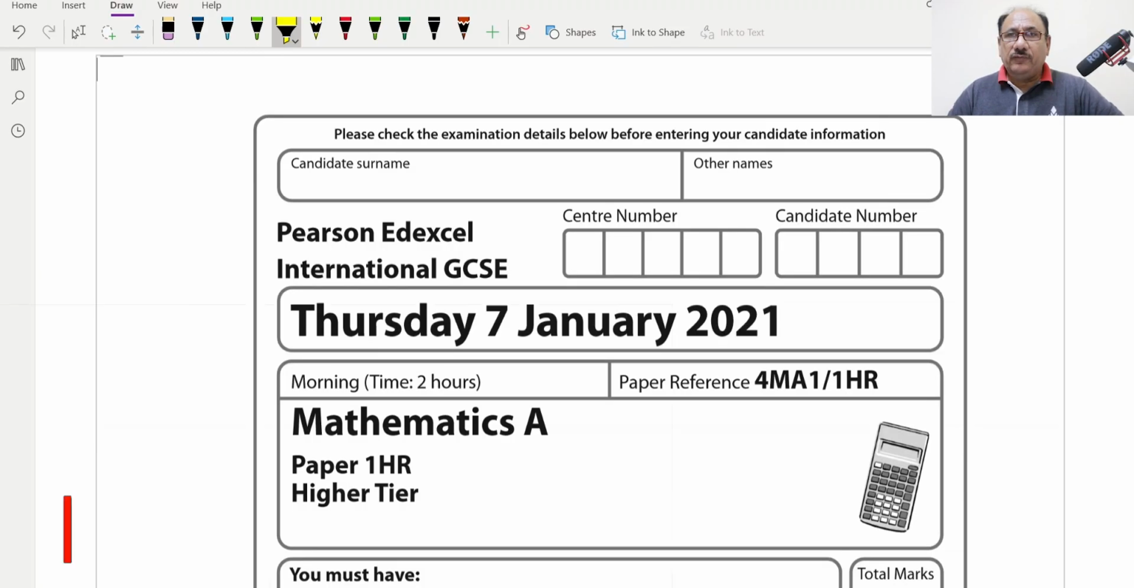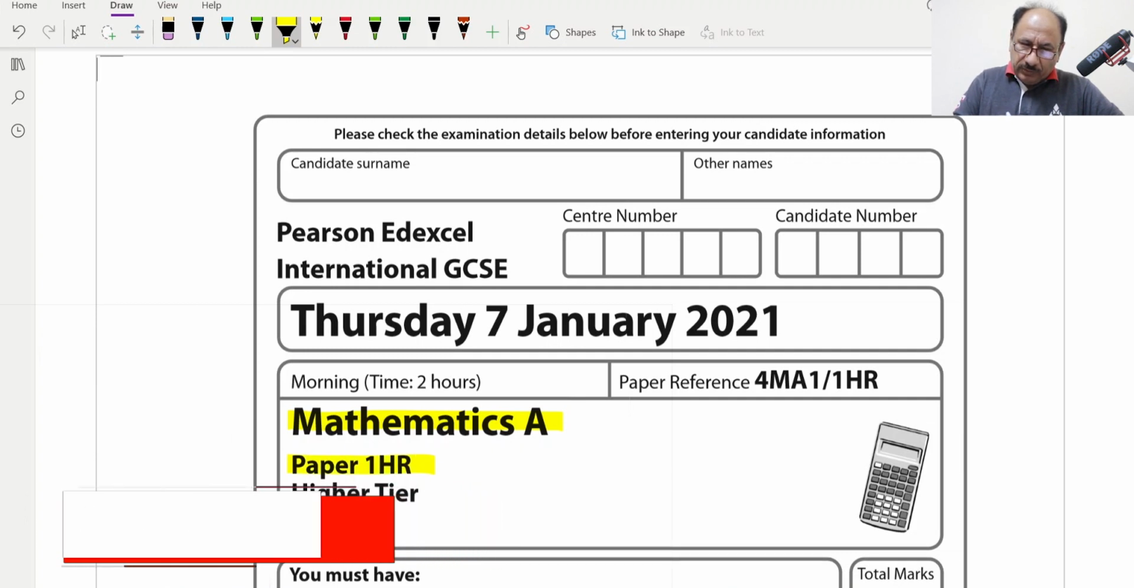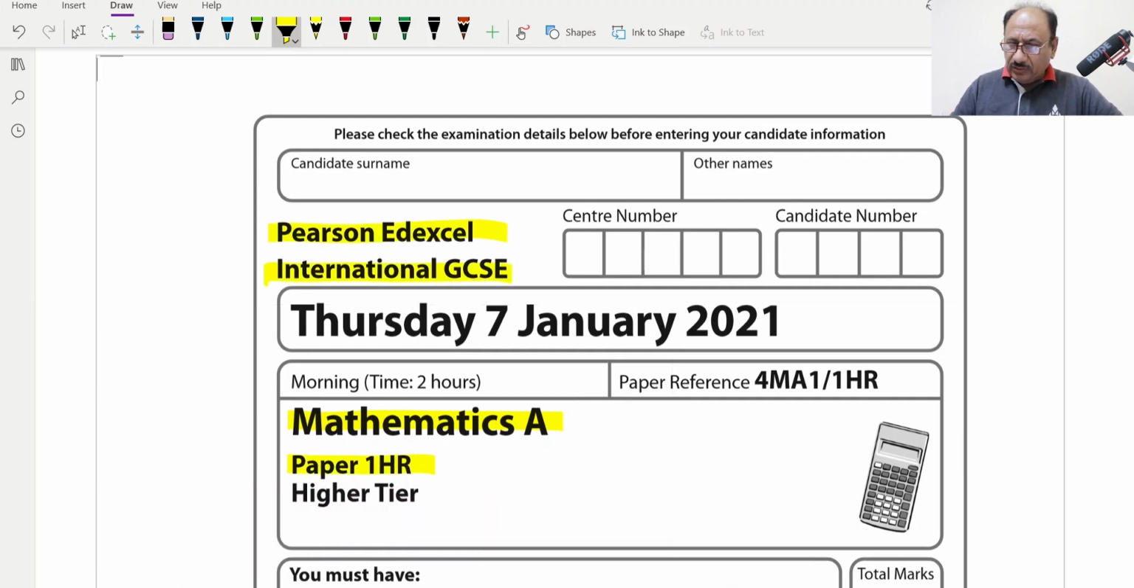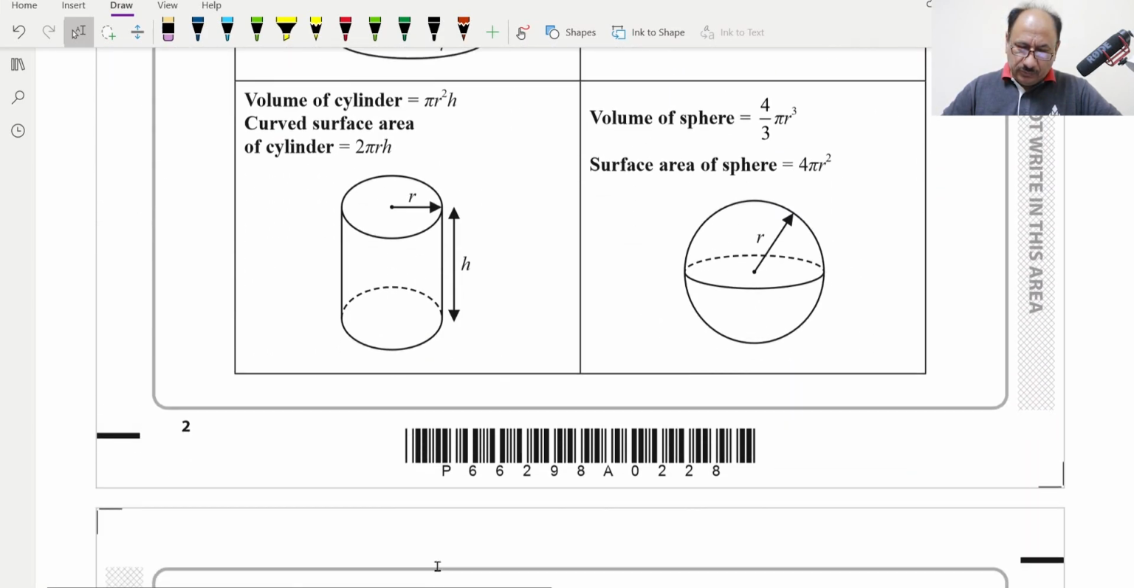Hello everyone. Today we'll be going through Mathematics A Paper 1HR Pearson Edexcel International IGCSE 7th Jan 2021. Let us move to question number 1.